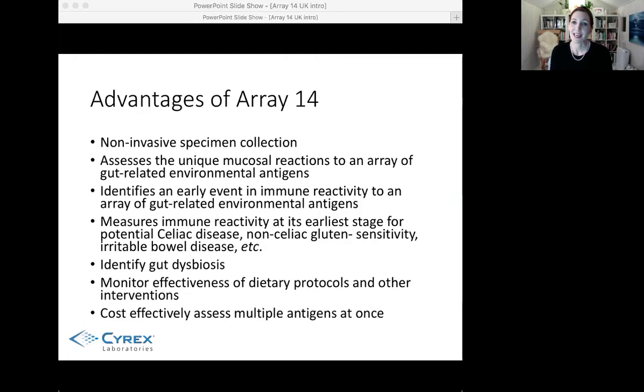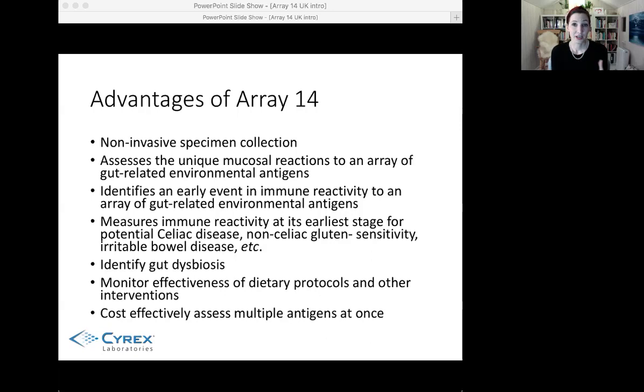So Array 14, of course, is non-invasive. It assesses mucosal reactions to a broad array. So it provides you with a really good snapshot of what is going on and potentially what is problematic to the immune system, which is incredibly helpful from a clinical perspective. It identifies early events, measuring immune reactivity at its earliest stage. So it's our earliest ability to detect a problem, which is brilliant. It looks at gut dysbiosis, which of course is very important for inhaled viral infections as well.